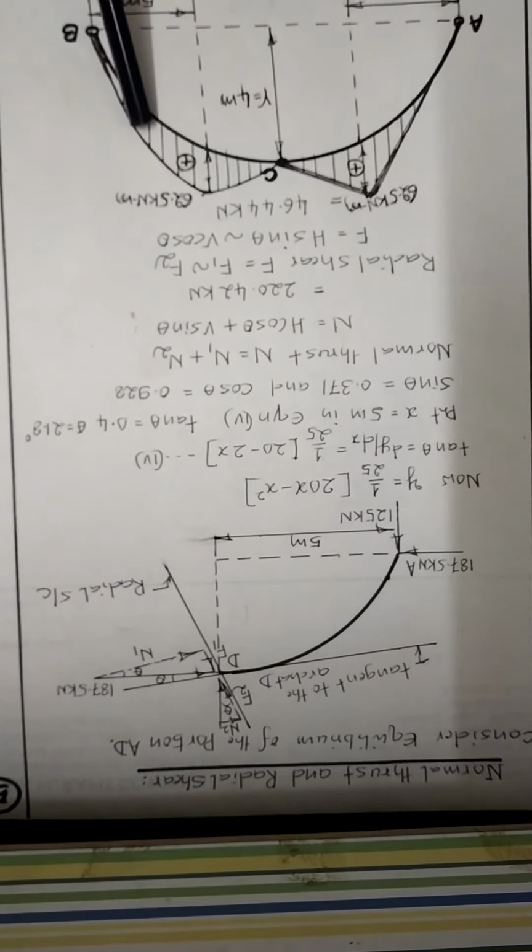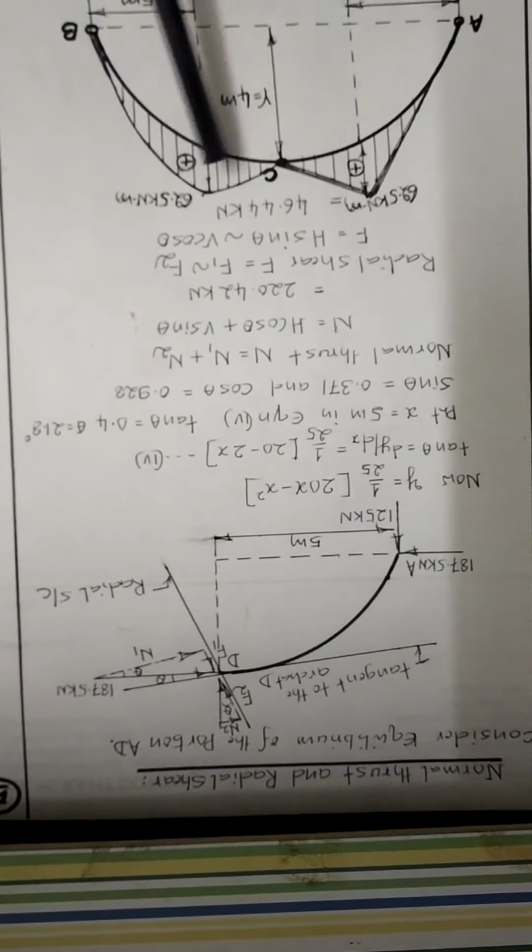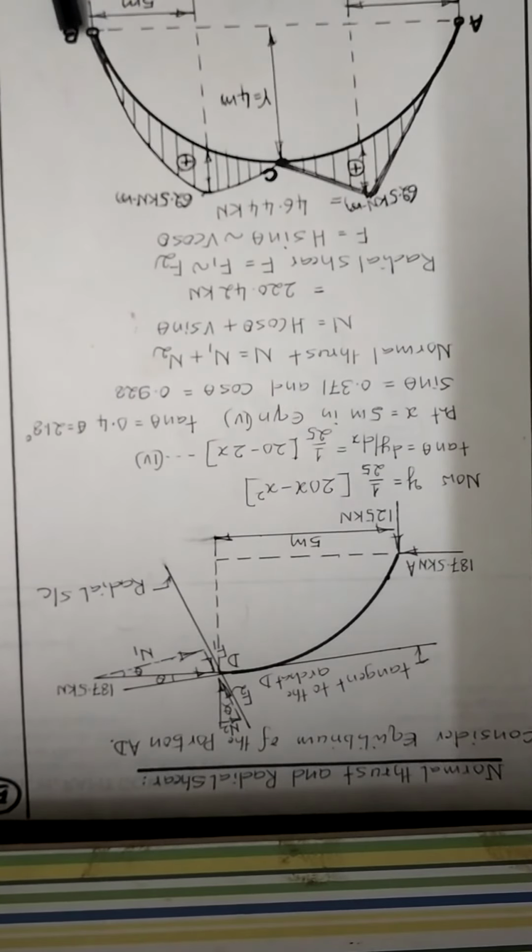Similarly, mark the bending moment of 62.5 kilonewton meter in the portion CB. You have to mark that value at a distance of 5 meter from point B, that is also the quarter span point. Here both bending moments are positive. This is positive, this is also positive.